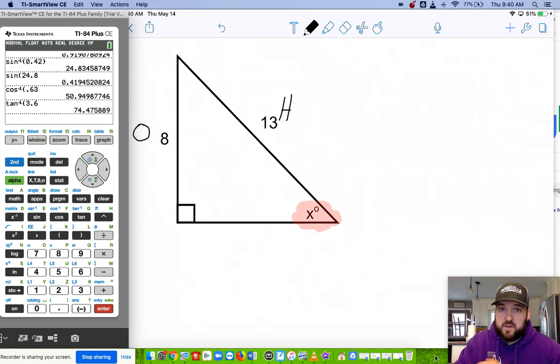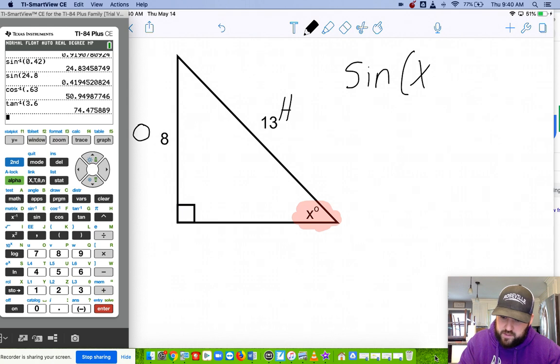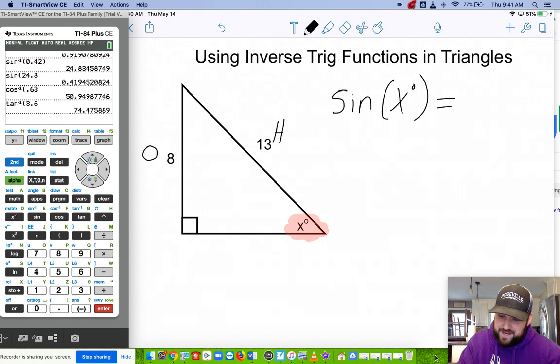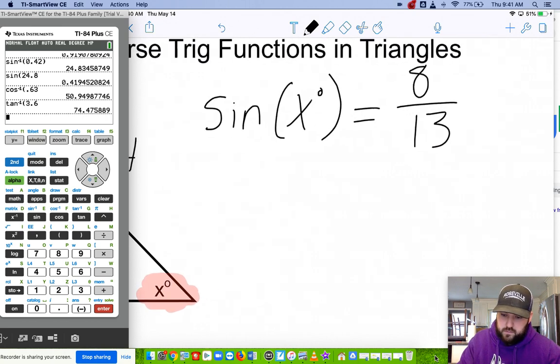So what I'm going to do is set up a trig function using opposite and hypotenuse, which is sine. How this is different from yesterday is now the angle is what goes after sine, cosine, or tangent, and that is what I do not know. So I'm going to call it sine of x degrees. You could use theta, you could use whatever. Sine is always equal to the opposite leg divided by the hypotenuse.